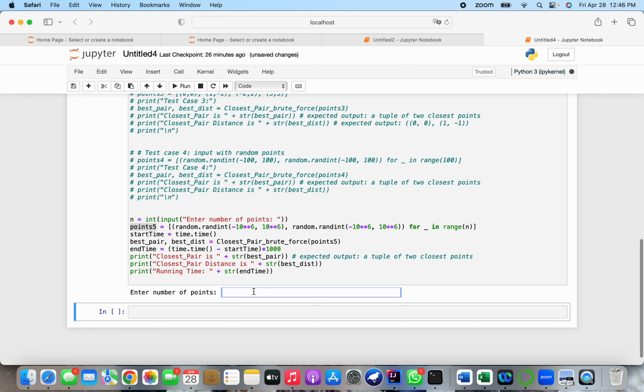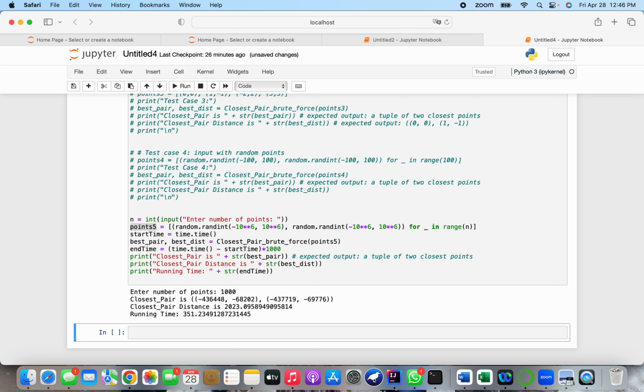It's asking me to enter the number of points I want to generate. That will be 10 power 3, and I just click enter. From the 10 power 3 random points that were generated, I've got these 2 points as the closest pair, with the distance 2023.094.